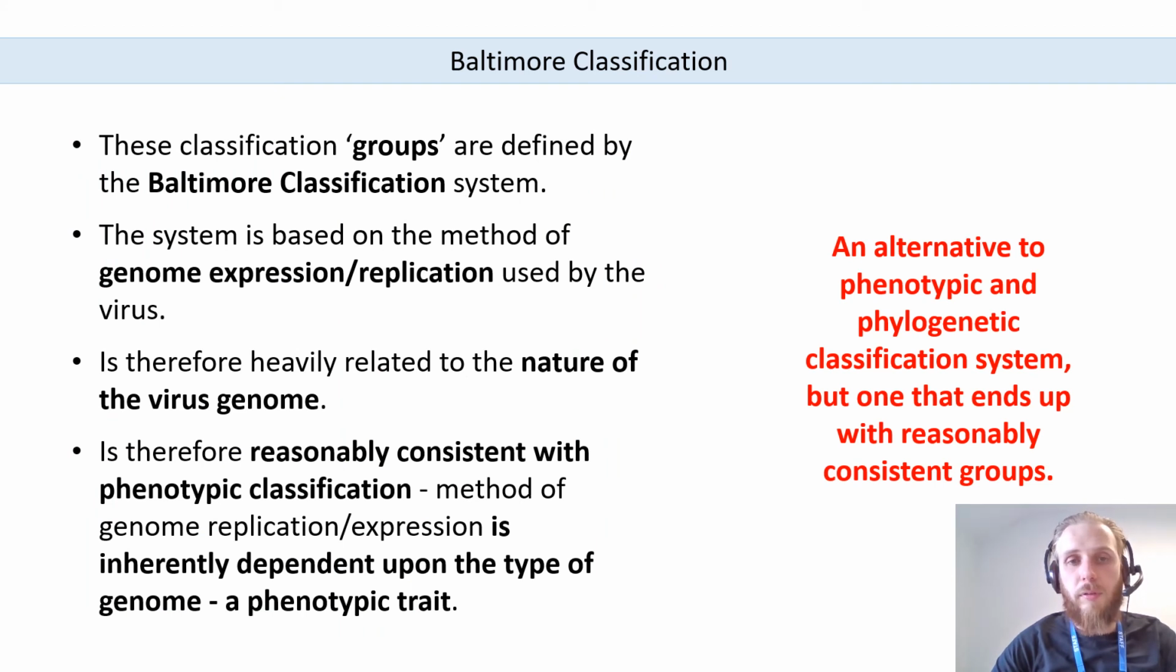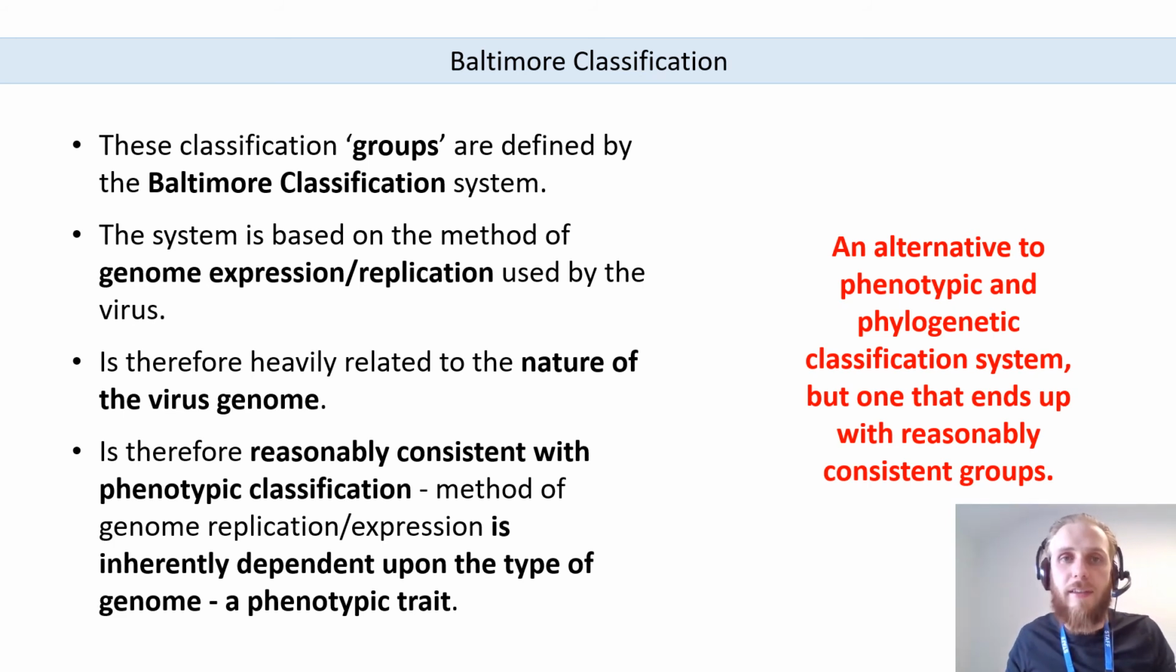Okay, and again, Baltimore classification system is the classification system we're going to discuss now. So it's an alternative to the other classification systems we've talked about. However, as we've seen previously, there is overlap. For example, we saw there's overlap between phenotypic classification and phylogenetic classification, which means that whether we classify viruses based upon their phenotype, or we try to classify them based upon their phylogenetics into these orders, we see there's overlap.